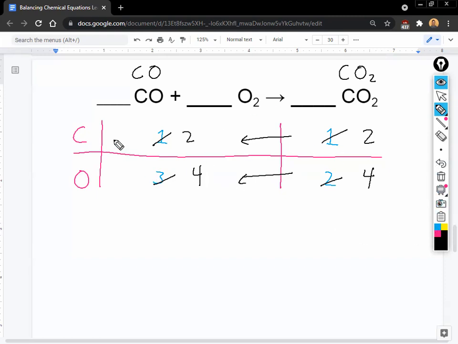And so for your coefficients, you just put a two here because I have one, two. I can leave this blank because it's one. And I have one, two, CO2. So that's going to be your balanced chemical equation right here.